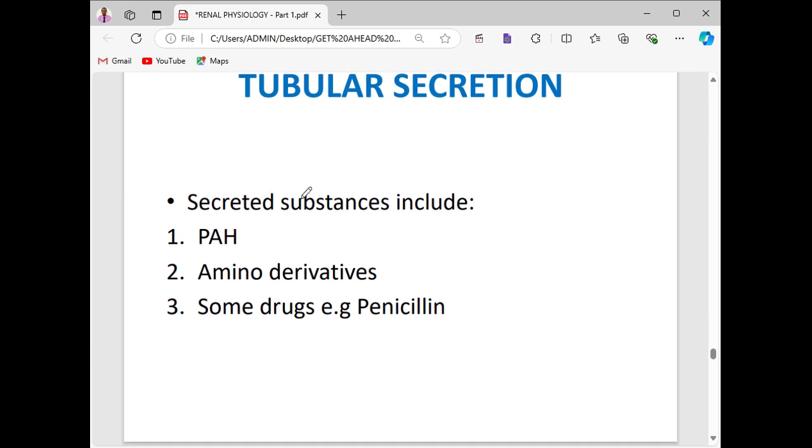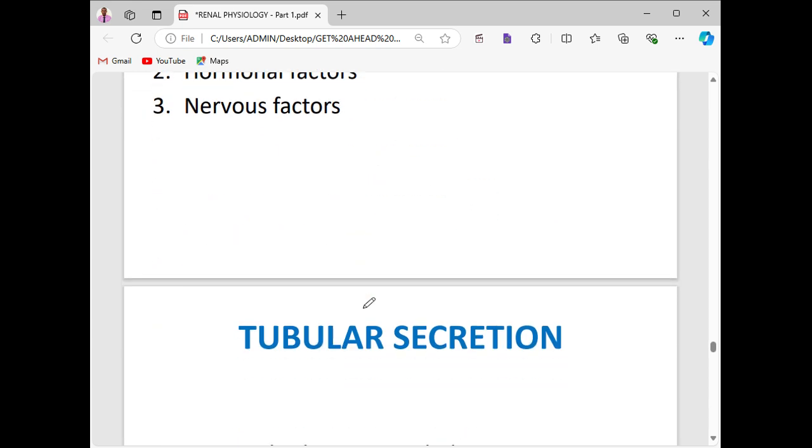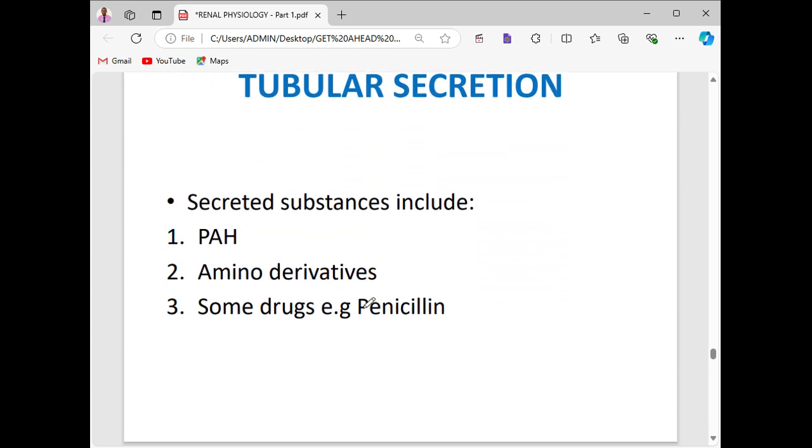From there, we can talk about tubular secretion. Tubular secretion has to do with substances which are secreted from the blood to the renal tubules. The secreted substances include para-aminohippuric acid, amino derivatives, and some drugs, which include penicillin.